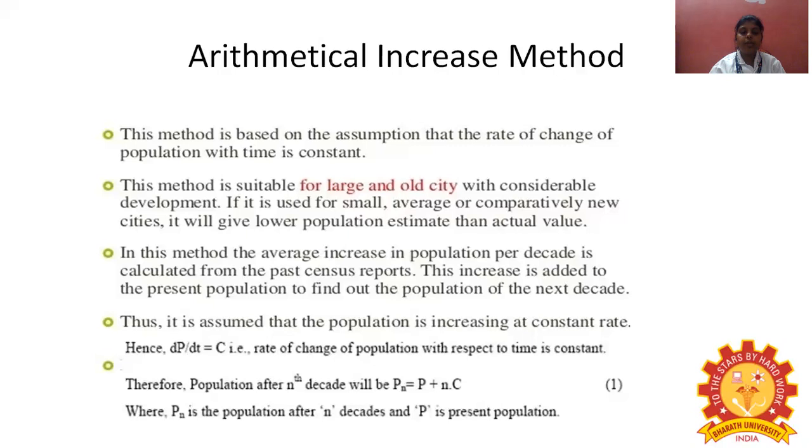Hence, dP by dt equal to C. That is, rate of change of population with respect to time is constant. Therefore, population after nth decade will be Pn equal to P plus n into C. Here, Pn represents the population after n decades. P means present population.